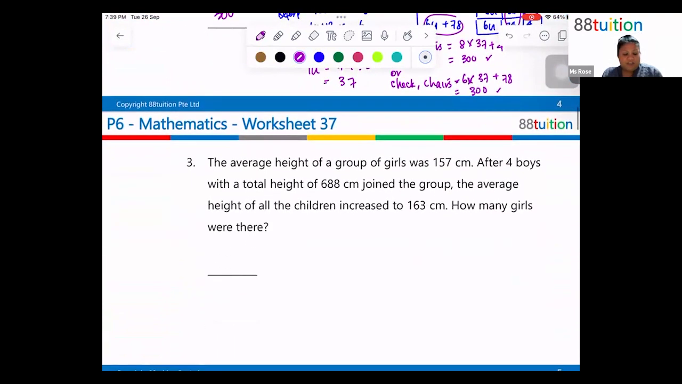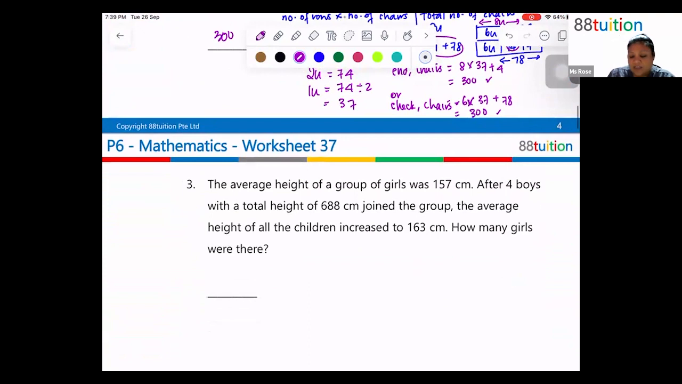Now we're at average. Whenever you see average, you take average times the total, average times the quantity or number of items will give you the total, right? Okay, so same thing here.